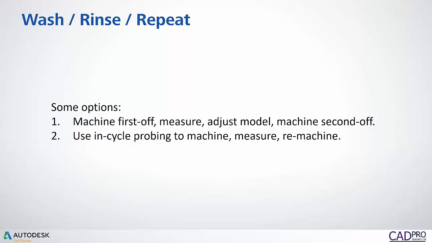You can either machine your first off, measure it, adjust the model using those controls I showed you, and then machine your second off, and hopefully it'll be in spec. The second option is to use in-cycle probing to let the machine do that itself, and that's the magic that Scott's going to show you shortly.